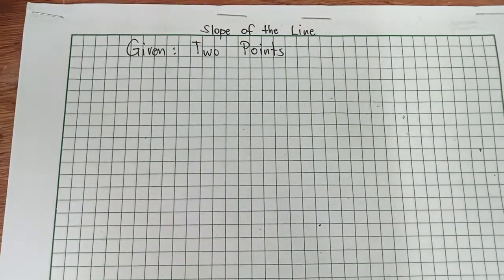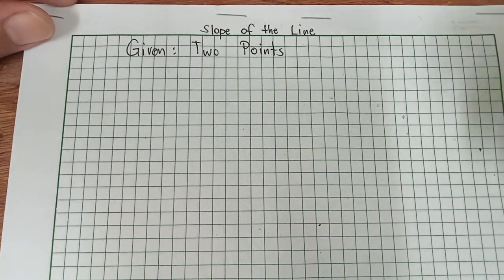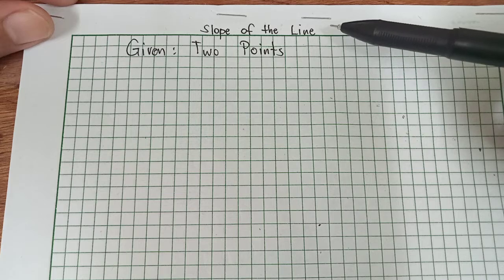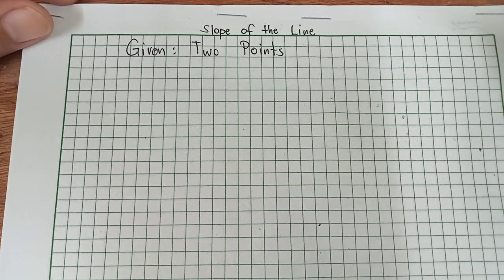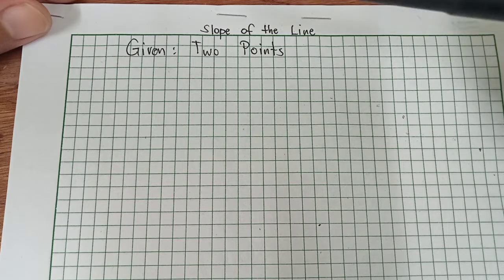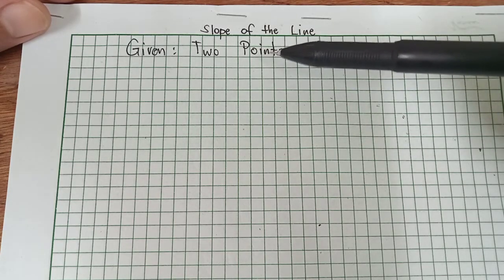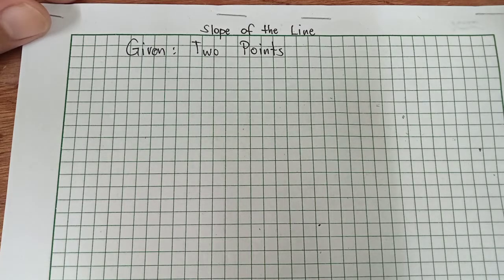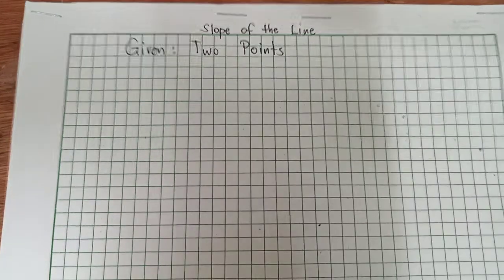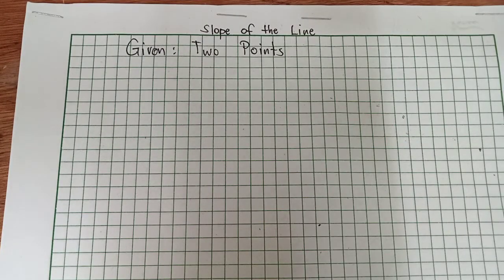Okay, so our next topic is we're going to discuss the slope of the line. So we have three possible problems given to you if you are asked to solve for the slope of the line. One of which is if you're asked to solve for the slope of the line given 2 points. So let us discuss first this one. How are we going to solve if you are asked to solve for the slope of the line?